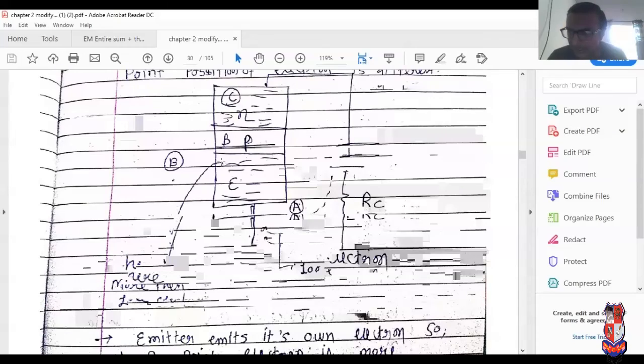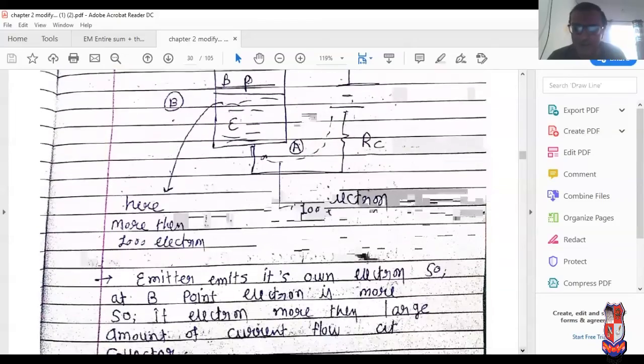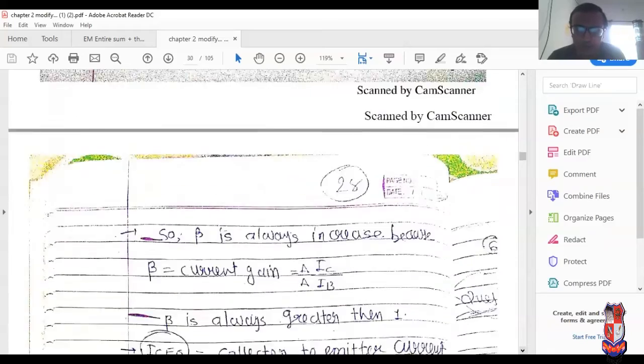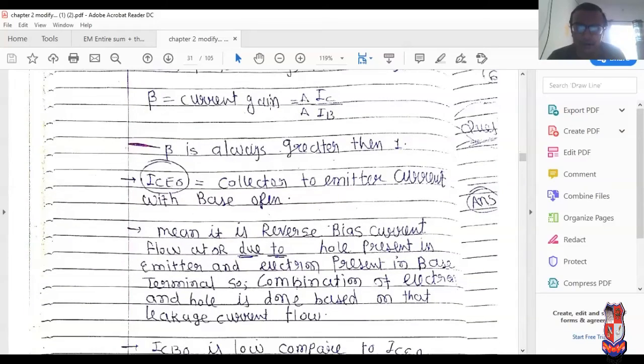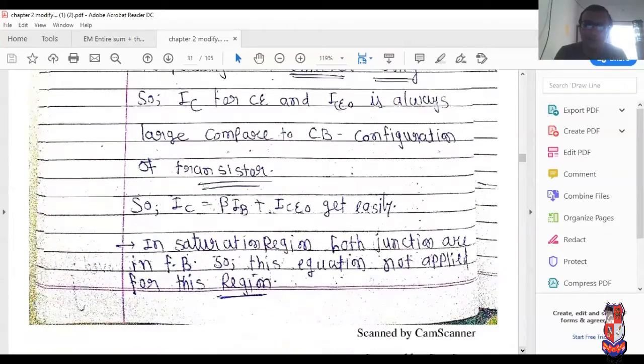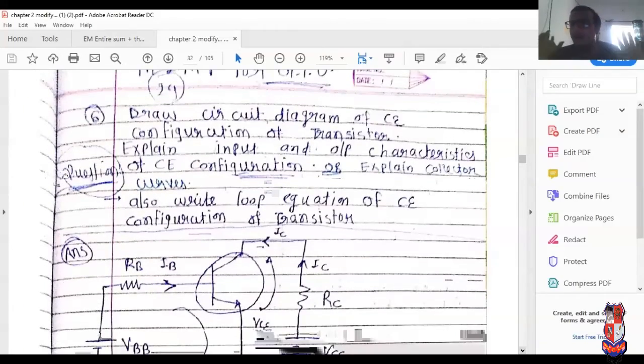Here more than 1000 electrons, because the emitter also emits its own electrons. That's why emitter current is always large. So more electrons mean a larger amount of current flows at the collector. So collector current is more improved compared to common base. So beta equal to current gain, delta IC upon delta IB, and here it is the collector to emitter current. ICEO means collector to emitter current with base open. Always we measure the output characteristics, that's why input is constant. So this is the correct explanation related to common emitter configuration.